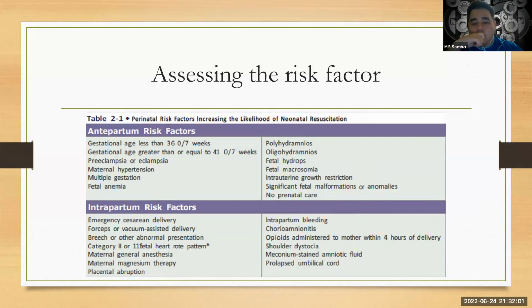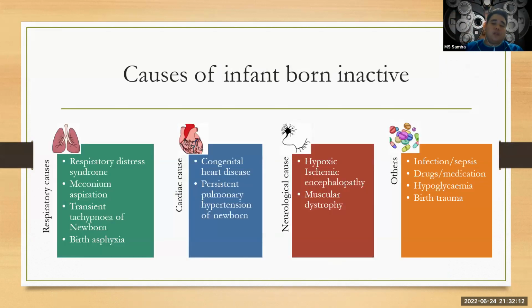In addition to that, we also need to take note whether the liquor during labor is contaminated with meconium, or whether there is a prolapsed umbilical cord. These are among a few causes of an infant born inactive. It can be due to respiratory causes, cardiac causes, neurological, or others.